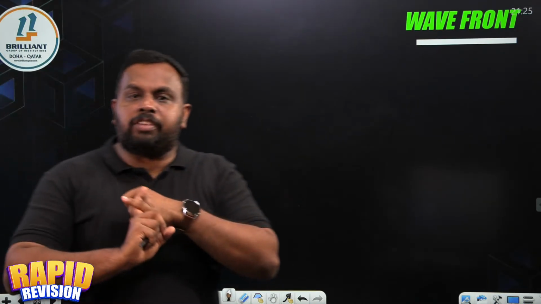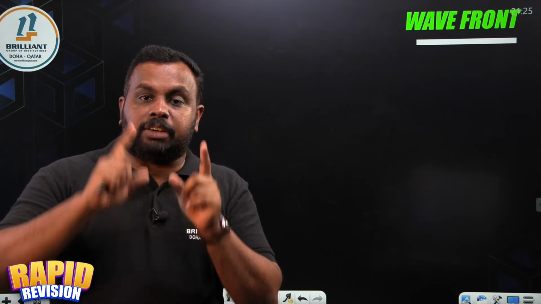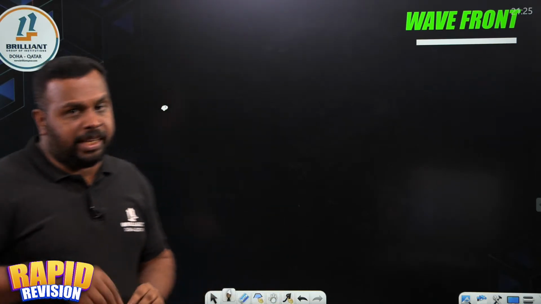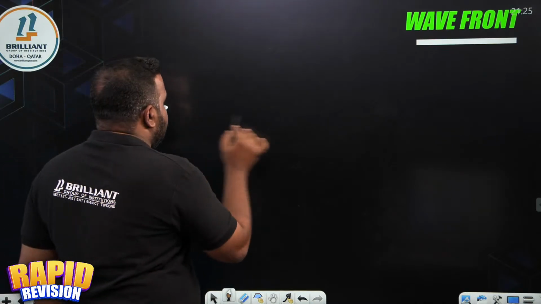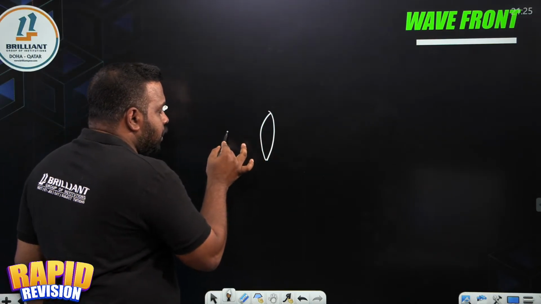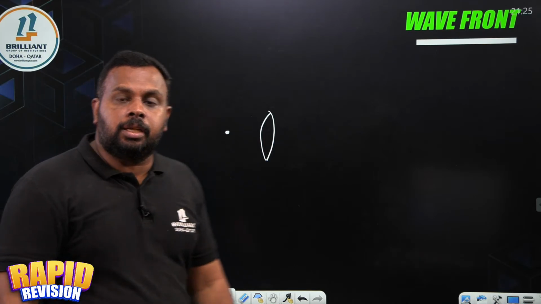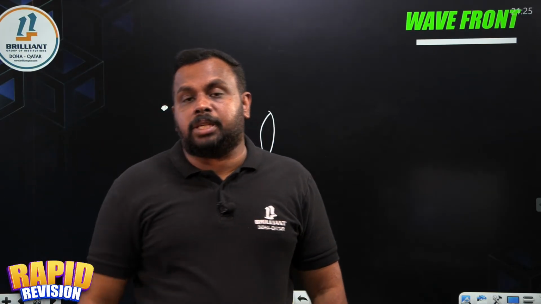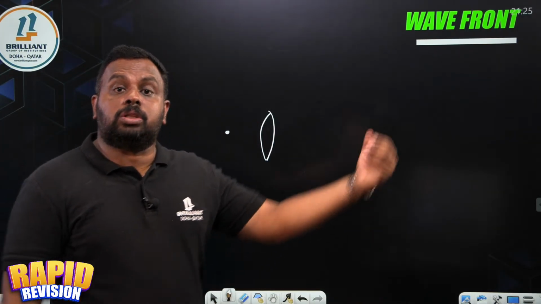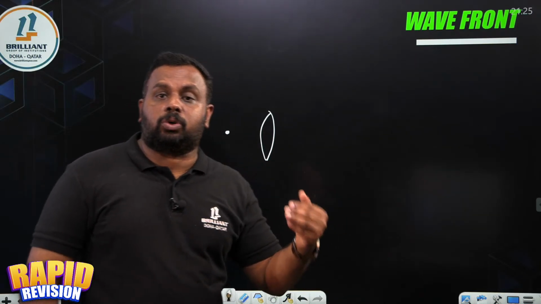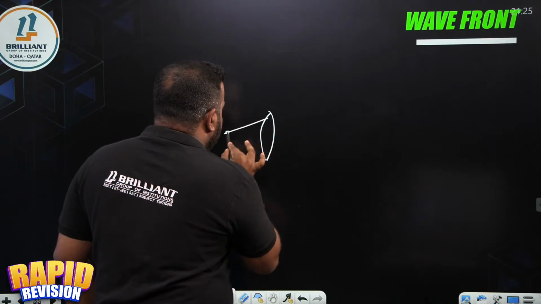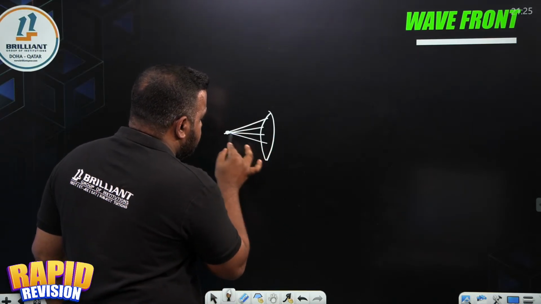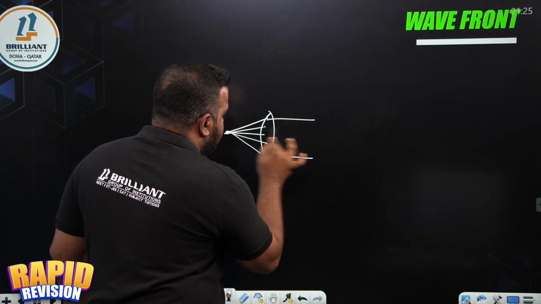About wavefront, an important point which you have to notice: a wavefront is always perpendicular to the ray. There will be questions like, if a point source is kept at the focus of a convex lens, draw the wavefront coming out of the lens. What will be the shape? It will be a ray diagram. If you are drawing, you can see that the rays will be like this.